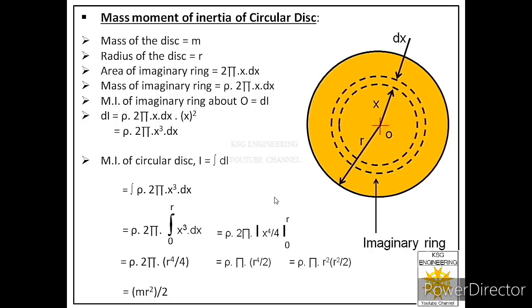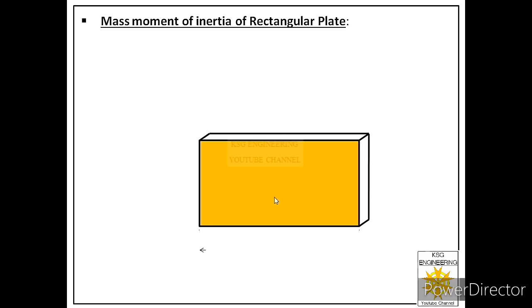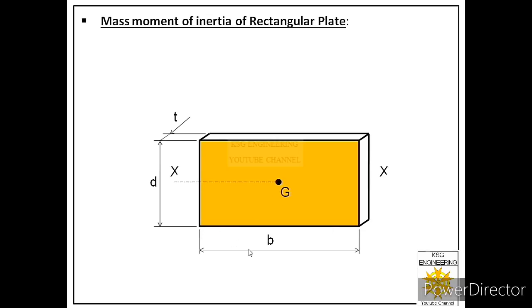Now in the next part of this lecture, we will learn about the mass moment of inertia of a rectangular plate. So let us see how we can derive its formula. Suppose we have this rectangular plate and its length is b, and let us say its height is d, and let us say its thickness is t units. And this is the centroid of this rectangular plate. We know it lies at b by 2 and d by 2.